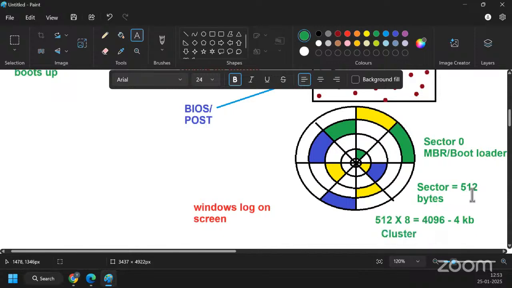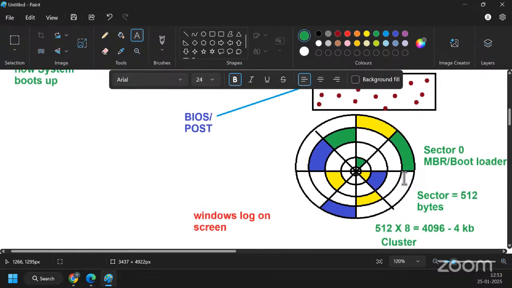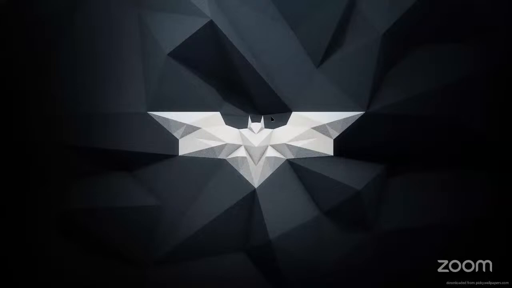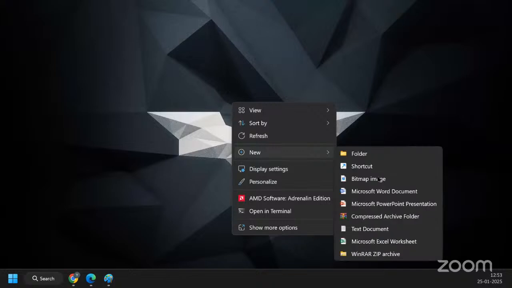When we are talking about a cluster, it is the minimum allocation unit we have. In our Windows, we have the NTFS file system, and it allots the size on the basis of this cluster. Let me show you for that. Over here, I will go ahead and create a file.